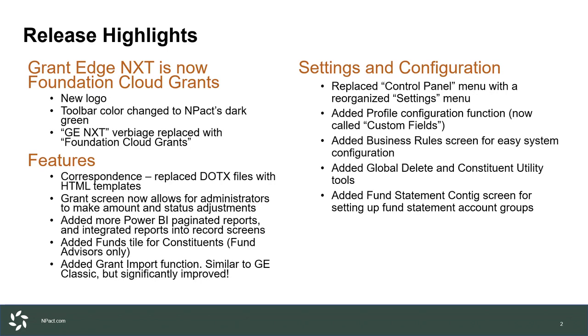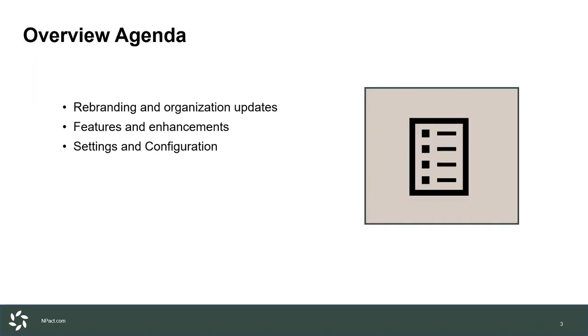For a full list, see the release notes from within the Foundation Cloud grants, formerly known as GE/NXT or Impact's knowledge base. During this overview, we'll tour and examine the key updates to the Foundation Cloud system that the 2.0 release brings. Rebranding and Impact's organization updates, features and enhancements, along with settings and configuration.